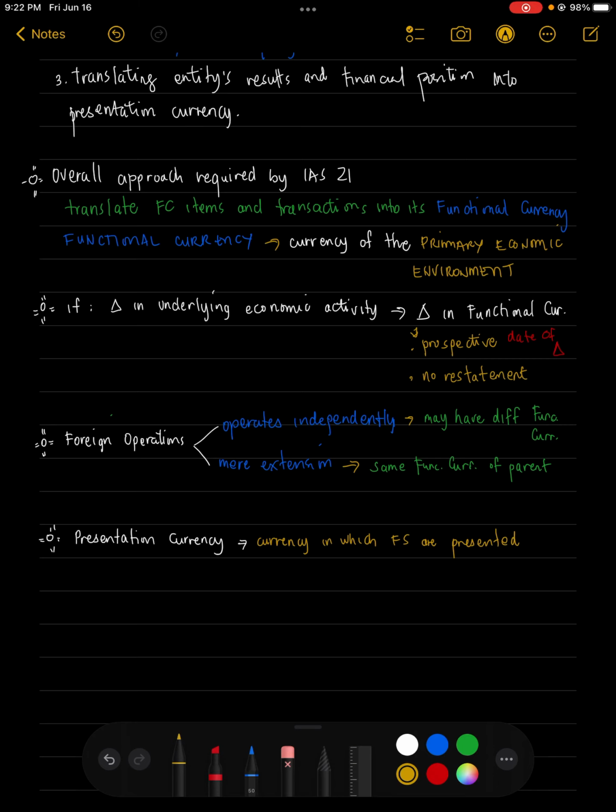Now, another currency, aside from the functional currency, is the presentation currency. So, pag sinabi naman natin presentation currency, it is the currency in which the financial statements are presented.